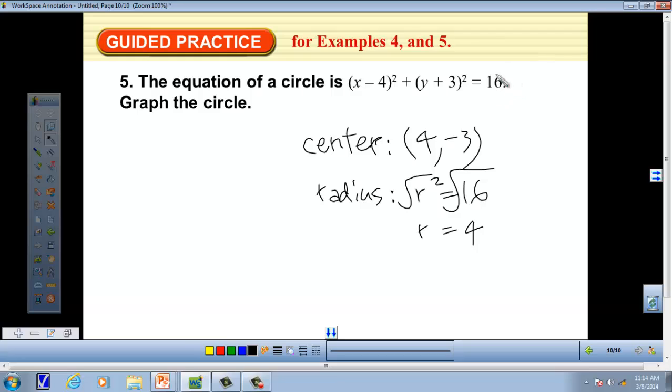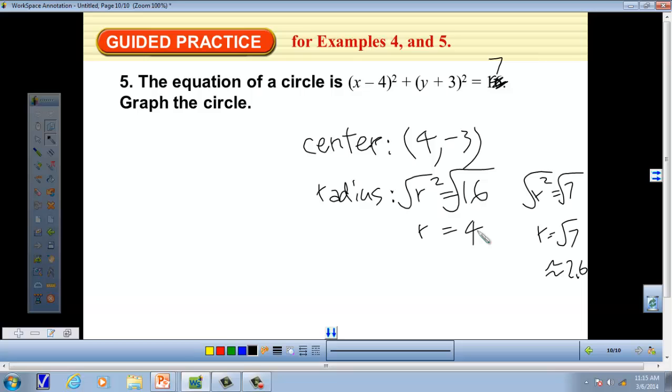Now what happens if this number is something kind of strange, like 7, for example? If this was 7, then we would do the same thing. We'd say r squared equals 7. We'd take the square root of both sides. We'd say r is equal to radical 7. And then we'd get our calculator out. And radical 7 is equal to about 2.6. So what you'd do when you'd graph it is you'd go up 2.6, down 2.6, left 2.6, and right 2.6, and then connect the dots.